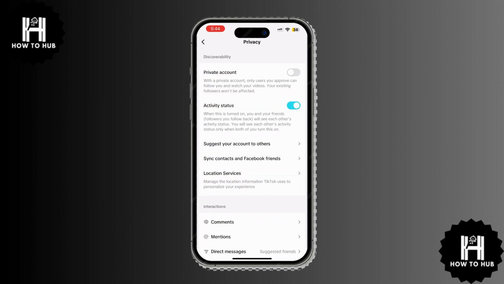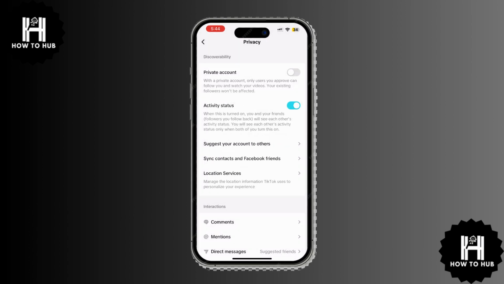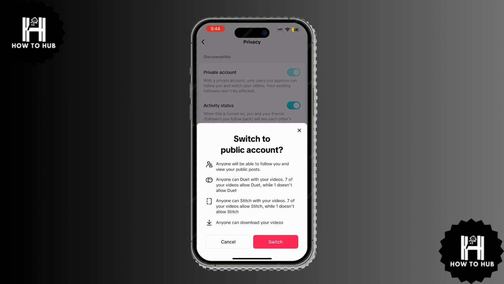Now, the only way to really make your reposts private is by making your account private. So, let's go ahead and do that. If you switch your account to private, only your followers will be able to see your reposts instead of everyone else. That's going to be the only way to do it.